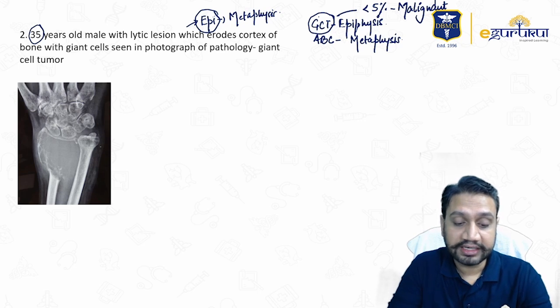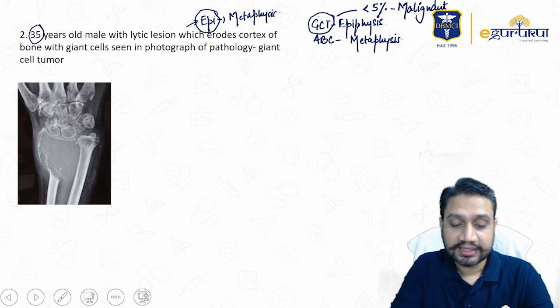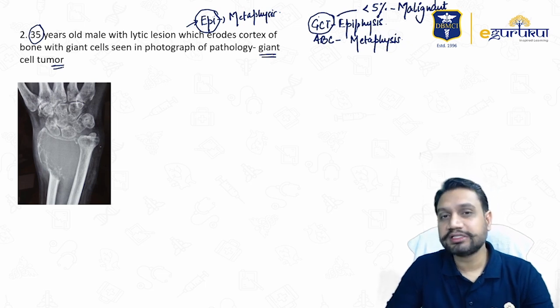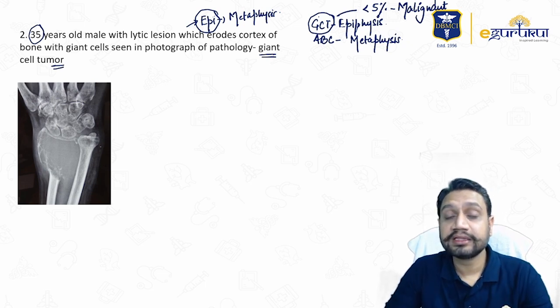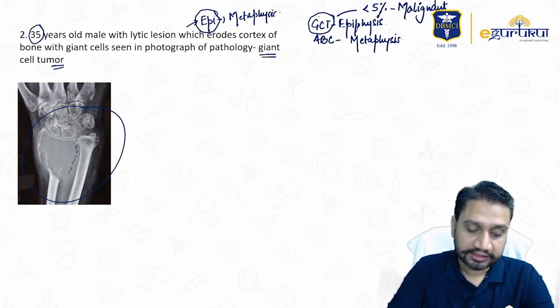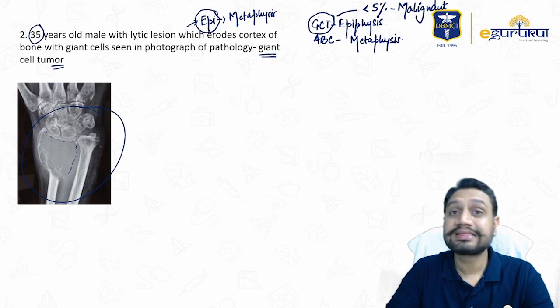But now we have a lesion which is eroding the cortex and showing you giant cell pathology. So an epiphyseal lesion which shows giant cell on histological examination is only one, that is giant cell tumor. And how do we see this particular image? You can see that the cortex here is broken from the medial side. The joint area is still not breached.